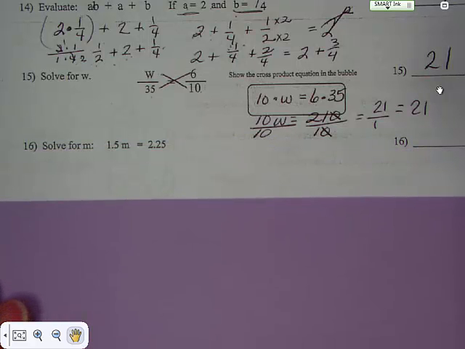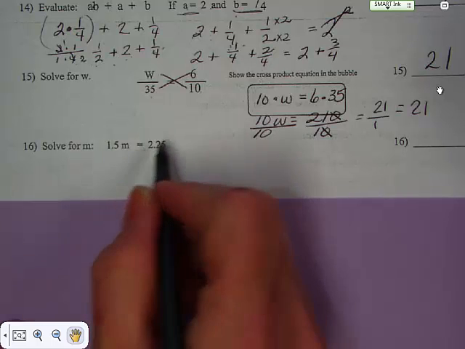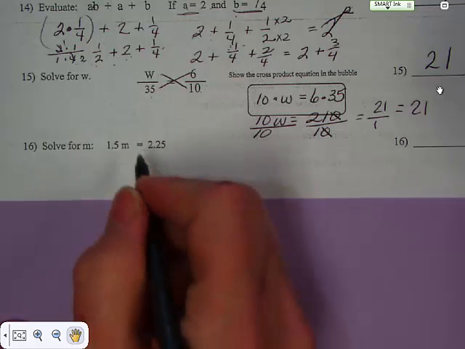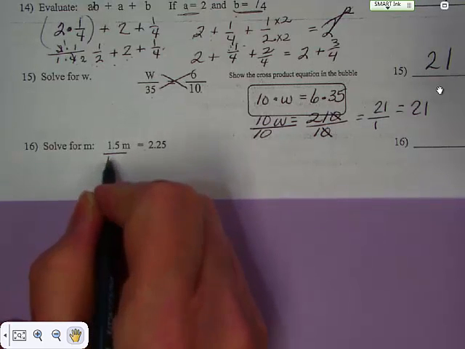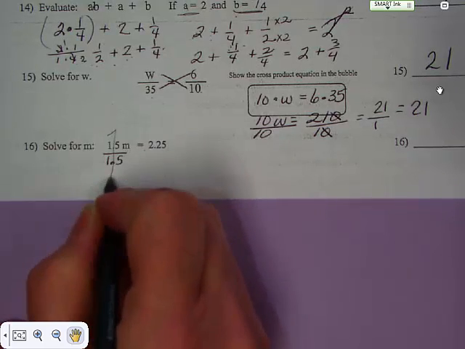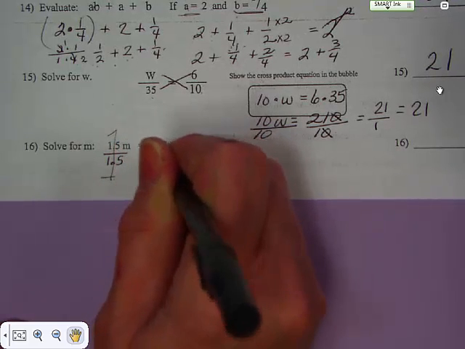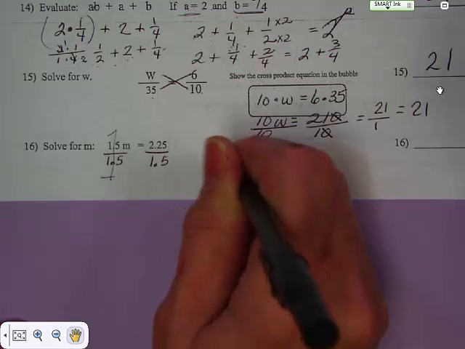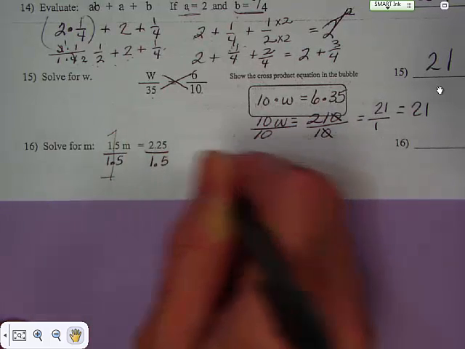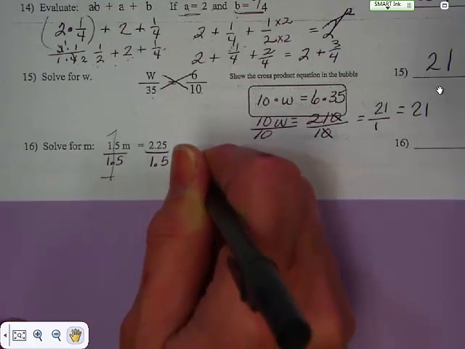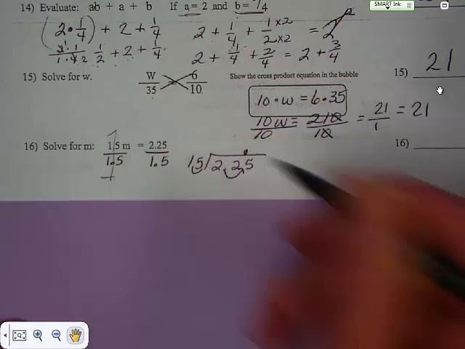Okay, the next one is solve for m. 1.5 m equals 2.25. Now to get rid of that 1.5, we're just going to divide by 1.5, and you get that special 1 there that you always get when you do that. And we're going to divide this by 1.5. So we got to do the math. So 2.25 divided by 1.5. Move the decimal over, move the decimal over.